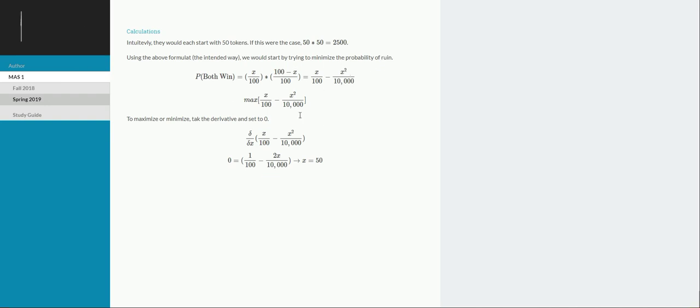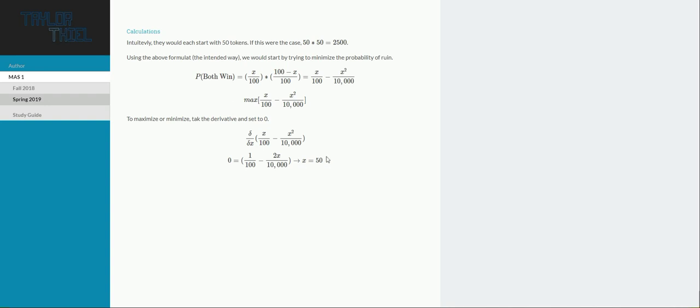Now that we have this, we want to maximize that value. So what selection of x is going to maximize the probability? When you want to maximize something, you take the derivative with respect to that thing and then set it equal to 0. So x over 100 becomes 1 over 100, and then minus x squared over 10,000 becomes negative 2x over 10,000, and all of that equals 0. Solving for x results in 50, so our intuition was correct. When both of them start with 50 coins, that maximizes the probability they both win.